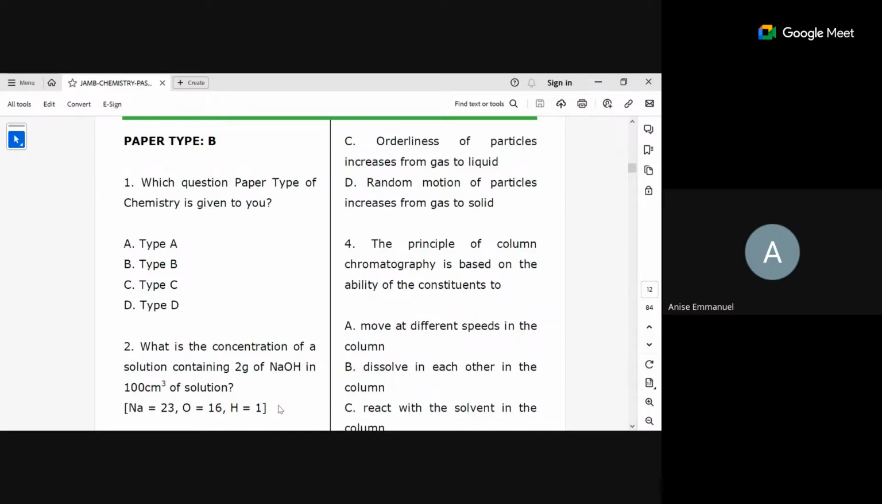Then also you engage in active learning. Engage in active learning. Don't just learn. Don't just say you want to do this. Let your learning be active.